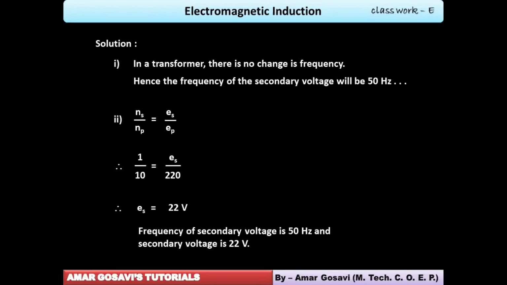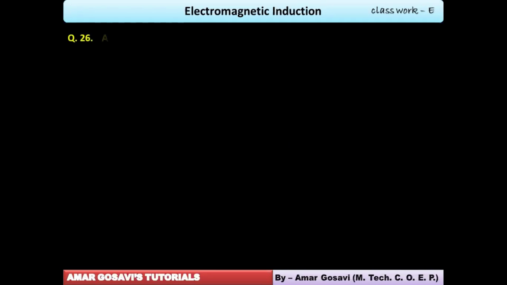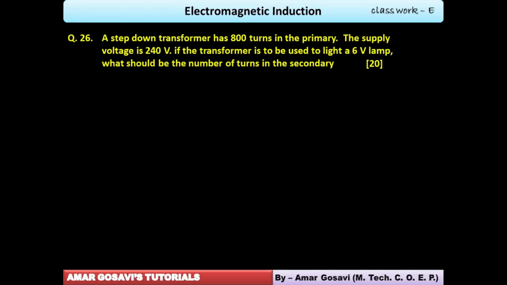Okay, let's move ahead towards the next question if you have noted this down. Here in this case, a step down transformer has 800 turns in the primary. The supply voltage is 240 volt. The transformer is to be used to light a 6 volt lamp. It's a step down transformer. Okay. So what should be the number of turns on the secondary?